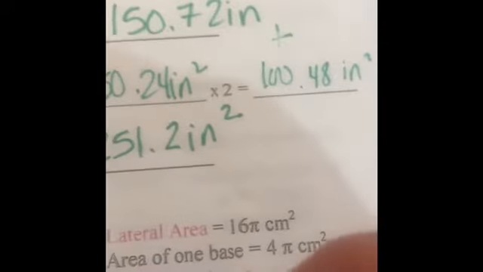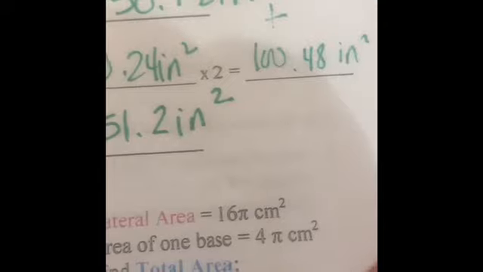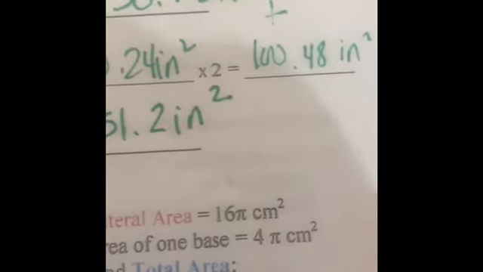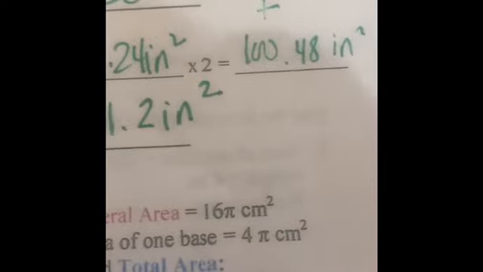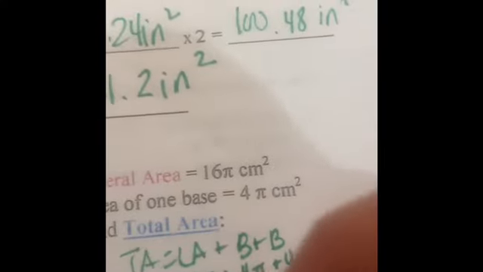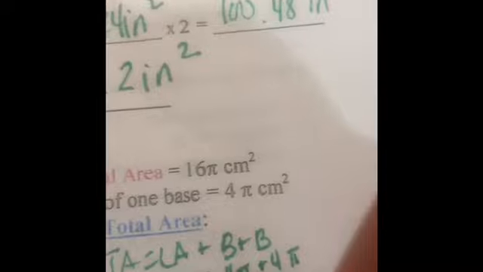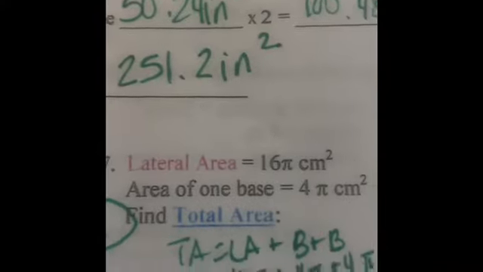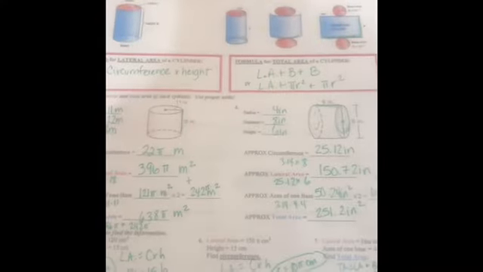Last one, find the total area, which is lateral area plus area of the base 2 times. So it's going to be 16 pi plus 4 pi plus 4 pi. And if I add that up, 24 pi centimeters squared for the total area. So there is the area of a cylinder.